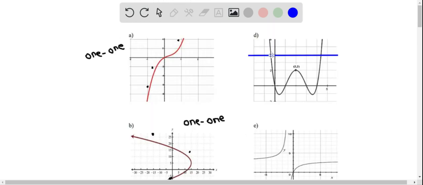Okay, now let's do part D. Clearly, we can see that if I place the horizontal line on this graph, it intersects the graph at two points, that is more than one point. So once again, this is not one to one.